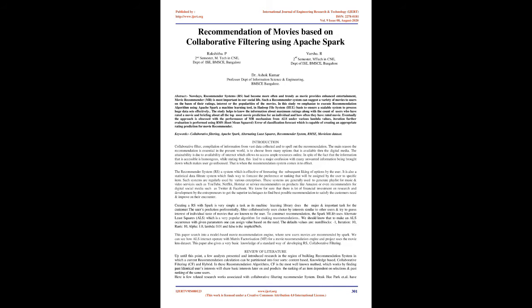Recommendation of movies based on collaborative filtering using Apache Spark. Abstract: Nowadays, recommender systems, RS, have become more common and trendy, as movies provide enhanced entertainment. Movie recommender, MR, is most important in our social life. Such a recommender system can suggest a variety of movies to users on the basis of their ratings, interest, or the popularities of the movies.